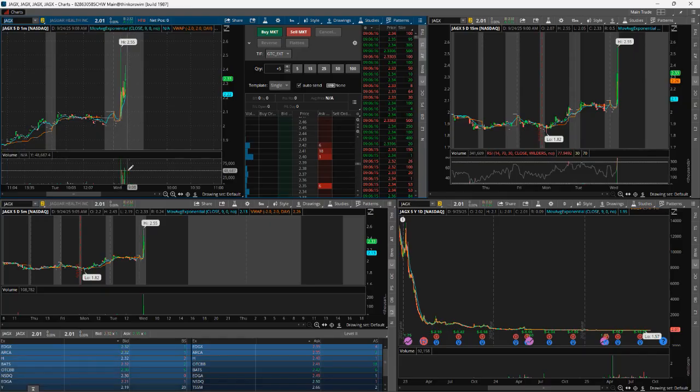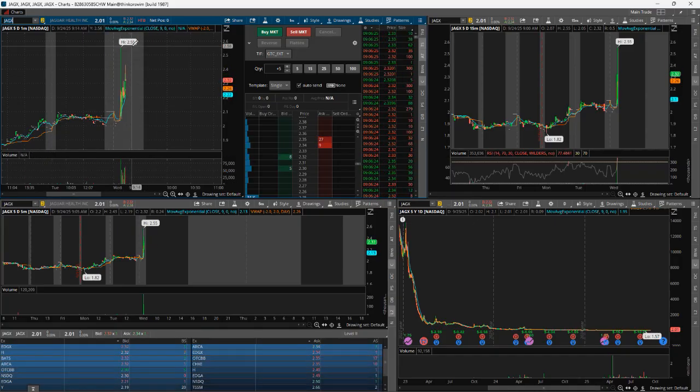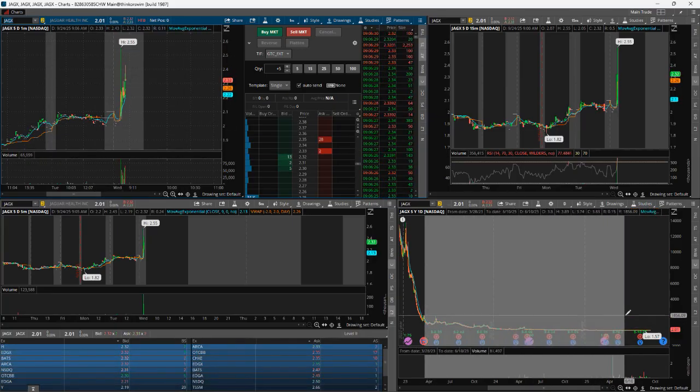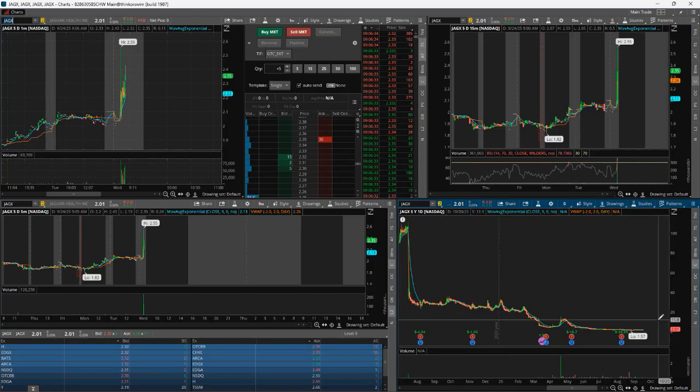What I don't like about it is the low volume, which tells me that this could be some type of manipulation or a whale looking to incite some excitement to dump shares, right? JAGX. This stock is not in the best shape.